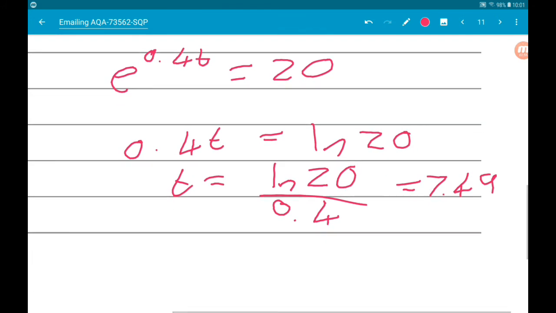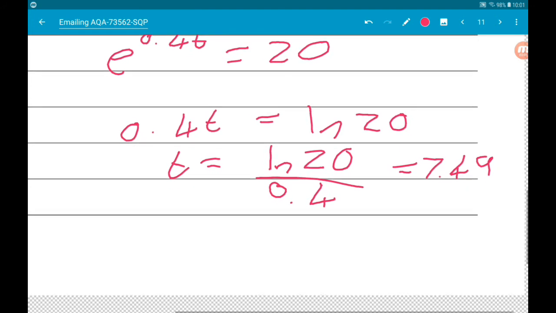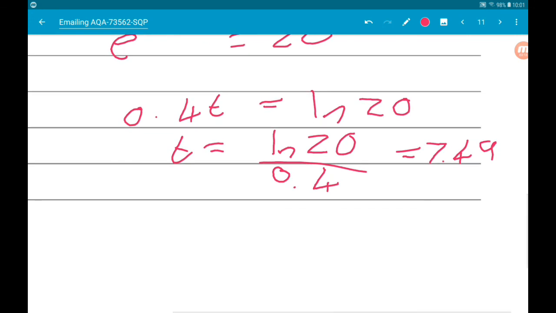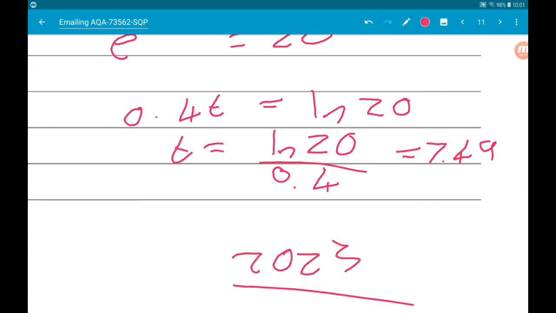So the rabbits are first going to exceed the crickets in that same year. So 7 years after 2016 is 2023. So it's going to be about halfway through 2023. So our answer is 2023. Cool.